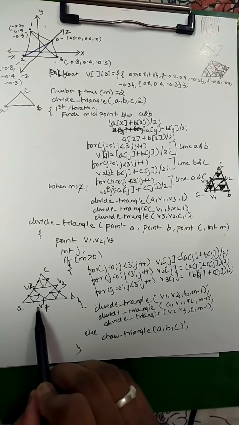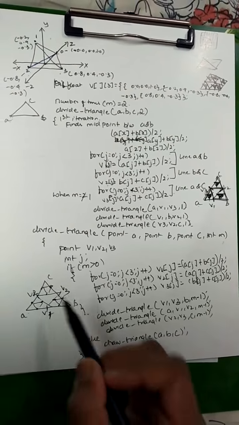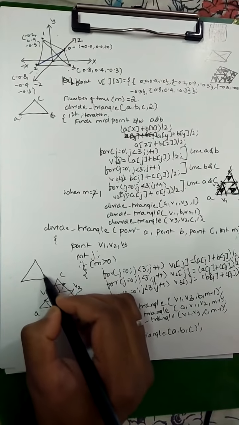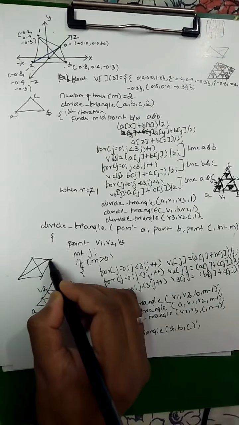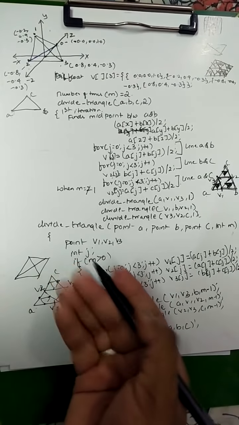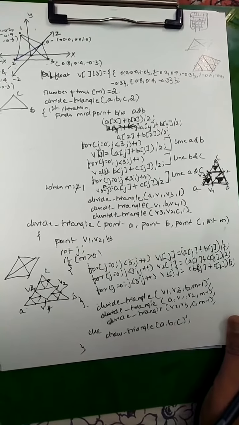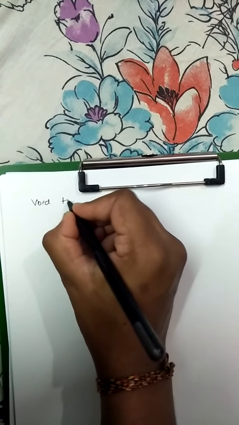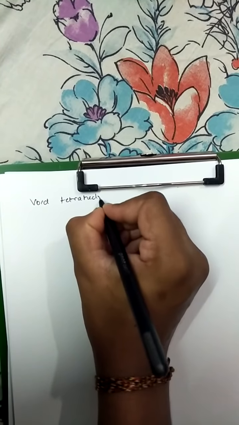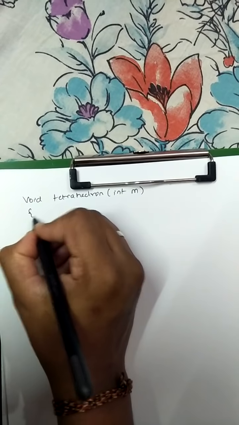Now, how many faces we have taken? Only one face so far. How many faces we have? 1, 2, backside 3, and the base 4 faces. So I need a function to call all those faces now. So I'll take one more function, void tetrahedron, which takes M as an input.